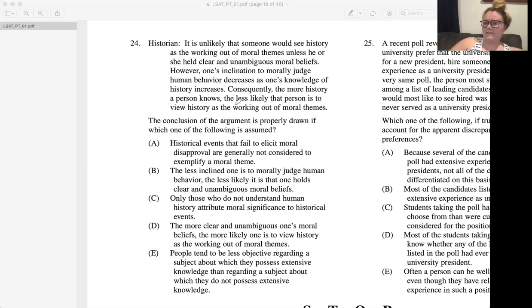Okay, so obviously this is an argument. I know what my conclusion is. And then I have to ask myself, is this a valid conclusion? Which it's not, because we have a gap in our argument. I don't typically diagram, but just so you can see the different parts. In our first premise, we have history as the working out of moral themes, unless he or she held clear and unambiguous moral beliefs. So that is one connection that we have, or two variables that we have related.